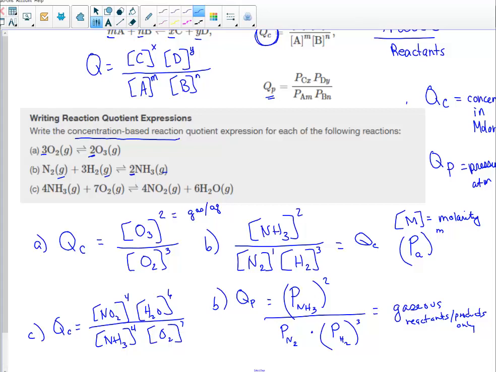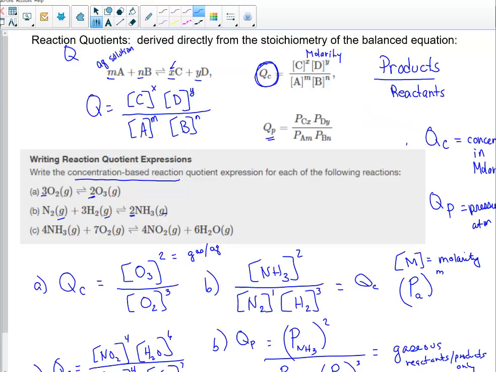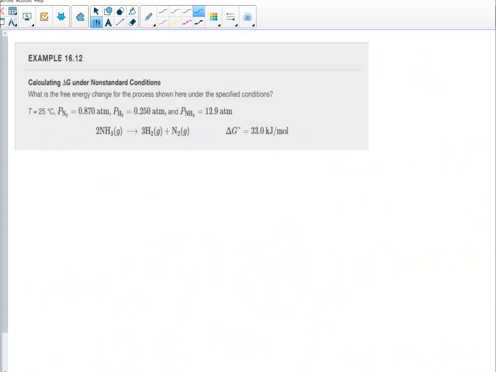Now reminding us, why am I doing that? That's Q in this formula. I want to calculate delta G for non-standard conditions. It relates to the concentrations or pressure units at which you're running the reaction. That's why I had to digress and make sure we understand what's being asked of us in terms of reaction quotients.